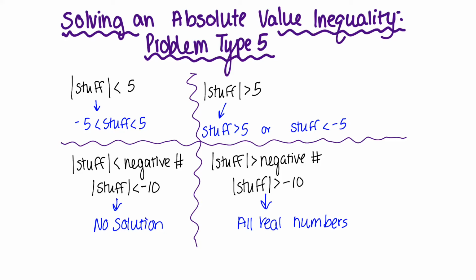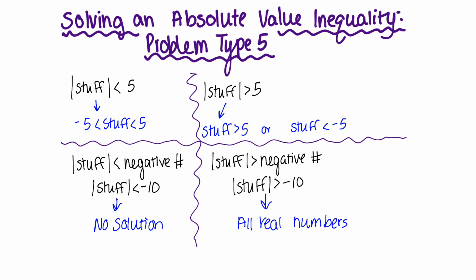An absolute value inequality, problem type 5. So at this point, hopefully you have made it through problem types 1 through 4 and watched my videos for those. If you haven't, you might be a bit lost in this video. I'm going to give a really brief recap, but if this isn't enough, please go back and look at problem types 1, 2, 3, and 4.